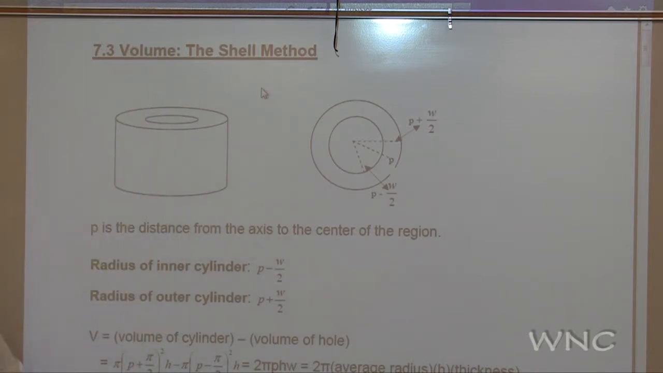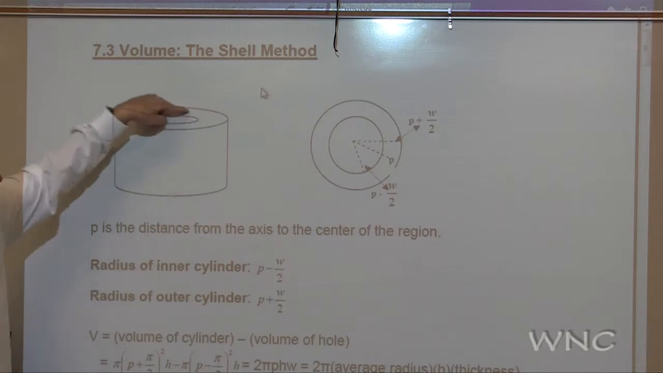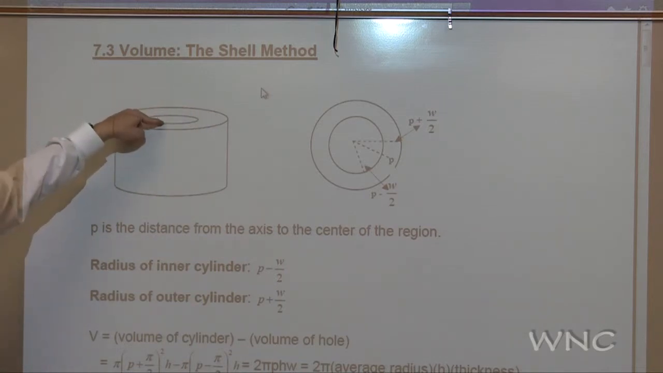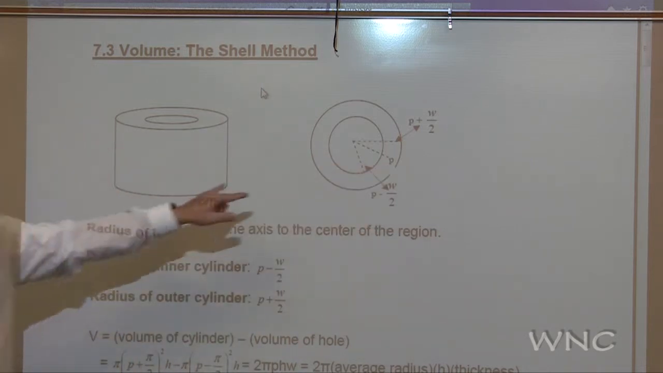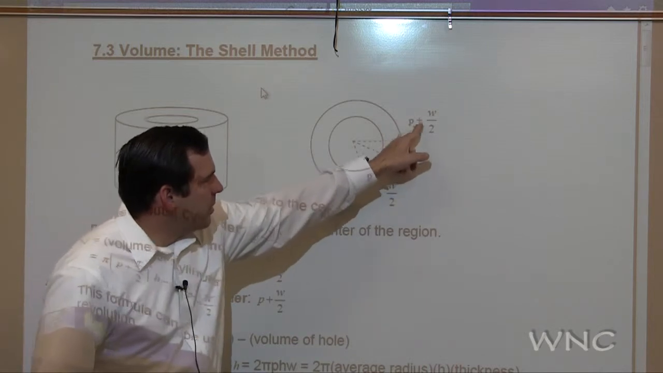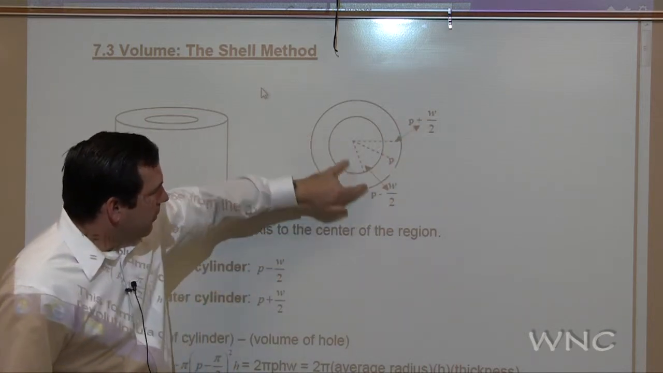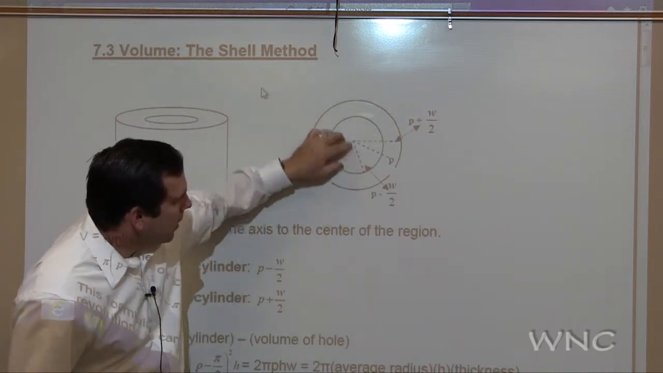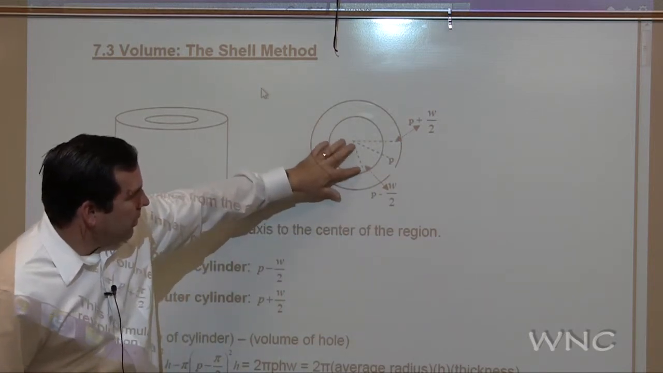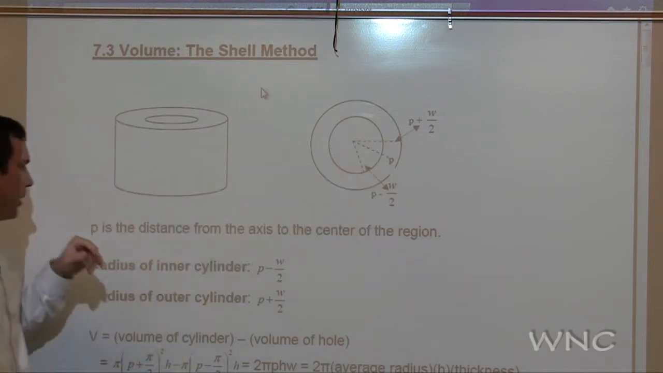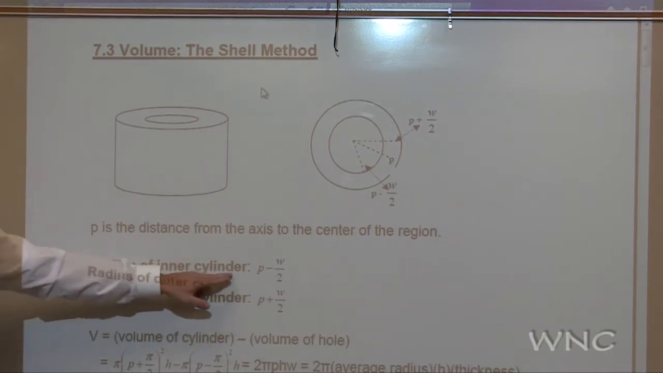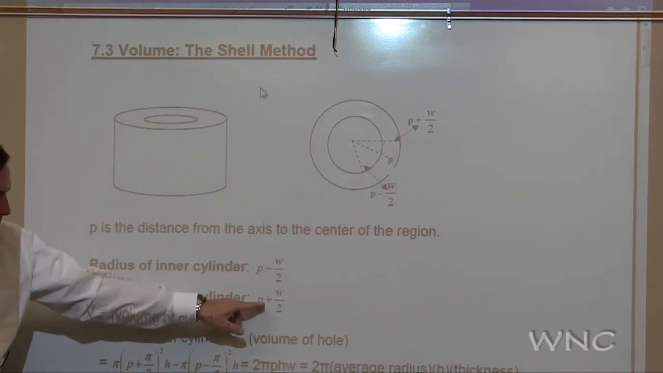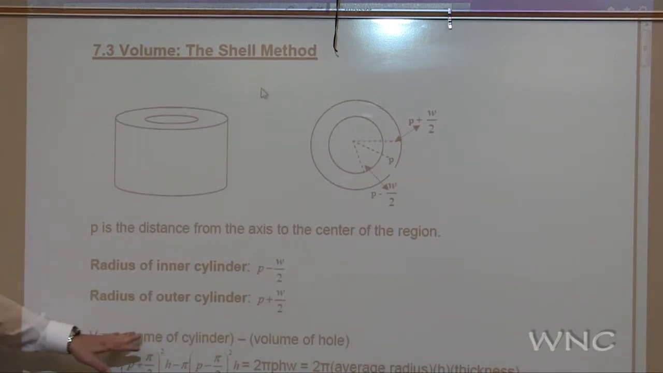This time we're going a little bit differently. Now think about the cylinder. This cylinder has a hole in it. If p is our radius here, this outer edge is p plus w over 2, where w is the width of this ring, and p minus w over 2 is this distance down here. So p is the distance from the axis to the center of this region, the cylinder. The radius of the inner cylinder is p minus w over 2, and the radius of the outer cylinder is p plus w over 2. So our volume is going to be the volume of the cylinder minus the volume of the hole.